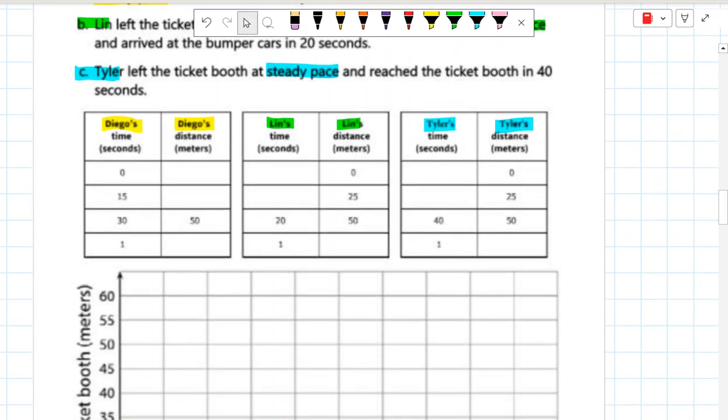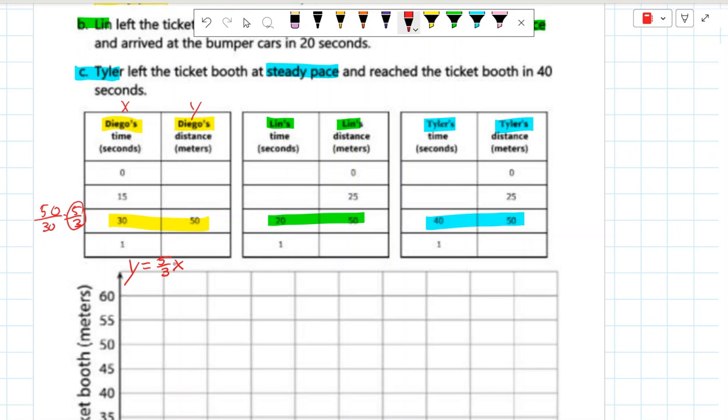So if you go down here, you can find their k values. You'll find Diego's right here, you'll find Lynn's right here, and you'll find Tyler's right here. That's the information you need. So starting with Diego, and then you'll pause the video and do Lynn's and Tyler's. Diego's, this is our x column and this is our y column. So this is 50 divided by 30, and that is 5/3. So 5/3 is going to be our k value. So our equation for Diego is going to be y is equal to 5/3 x.